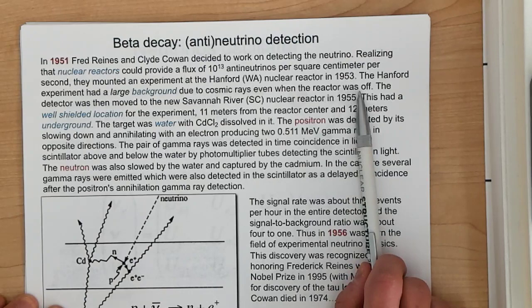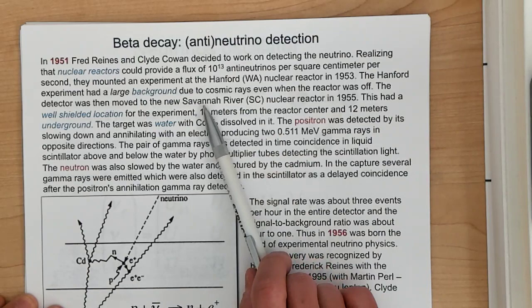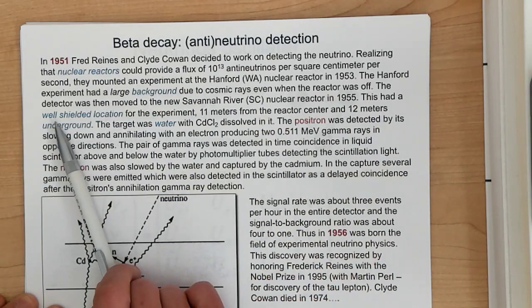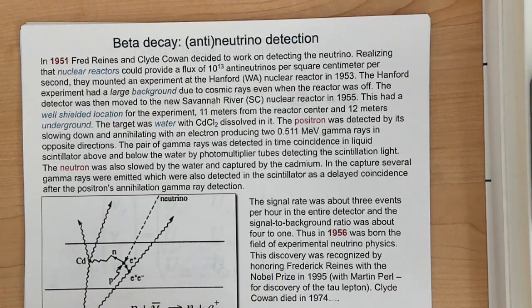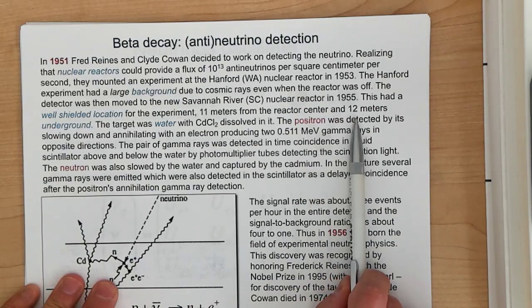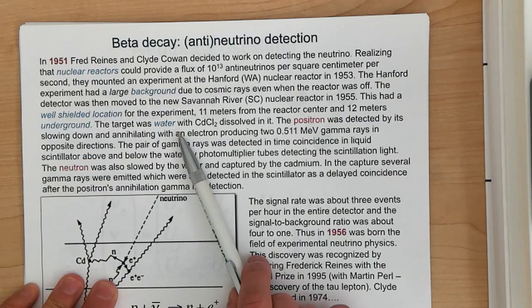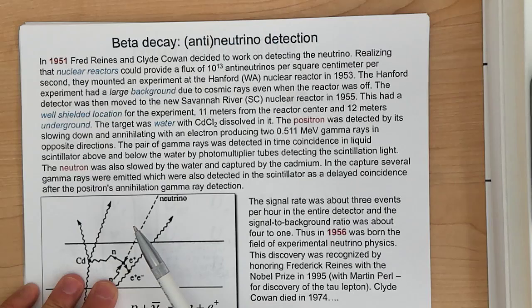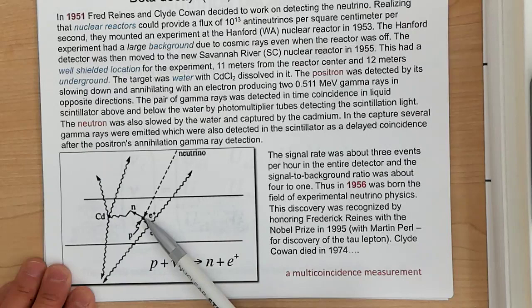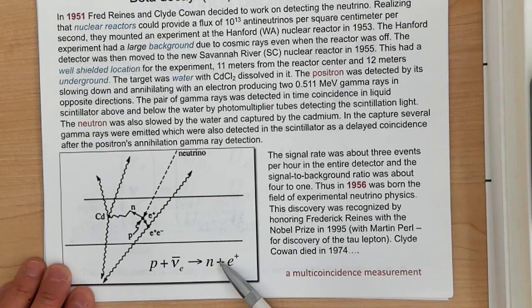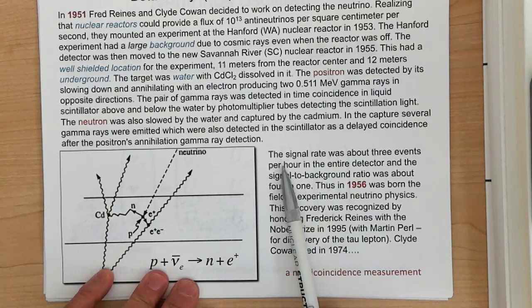So they moved to another nuclear reactor in South Carolina called Savannah River in 1955. This facility had a well-shielded location that could shield from the cosmic rays. They were about 11 meters from the reactor center and about 12 meters underground. The target was water, and they had some cadmium chloride dissolved in it. And then they were able to see these neutrinos. The antineutrino would hit the protons in the water and give you a neutron plus a positron. They were able to see a signal rate of about 3 events per hour, and this was the birth of experimental neutrino physics.